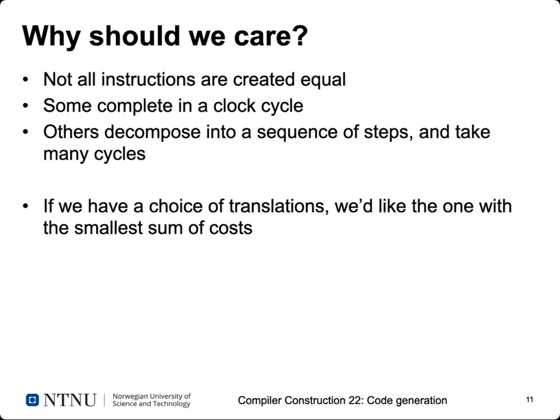Other instructions even have to be decomposed into a sequence of steps. They might take many more cycles, depending on whatever instructions your computer is actually supporting. So if we have a choice of different options for translations, we'd obviously like to have the one with the smallest sum of costs. Here, costs are represented by our execution time, but we could have different cost measures like energy consumption, for example, or for very memory constrained embedded systems where performance is not that important, we could also try to optimize for memory consumption of instructions.